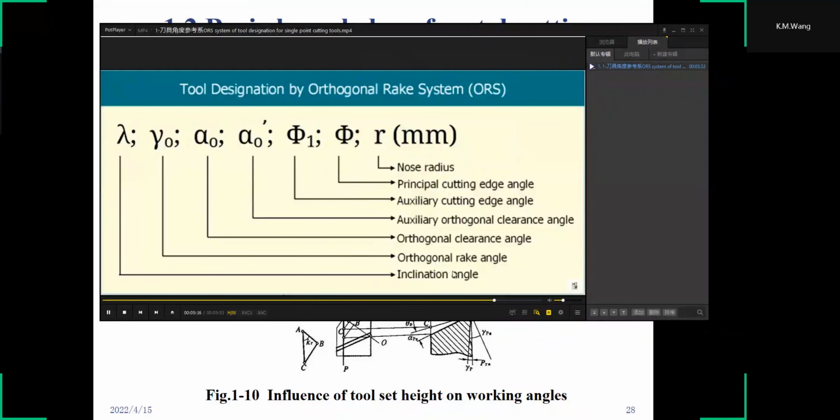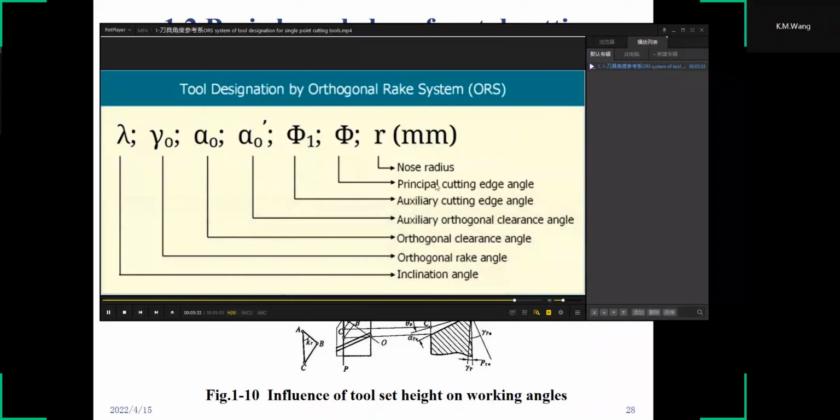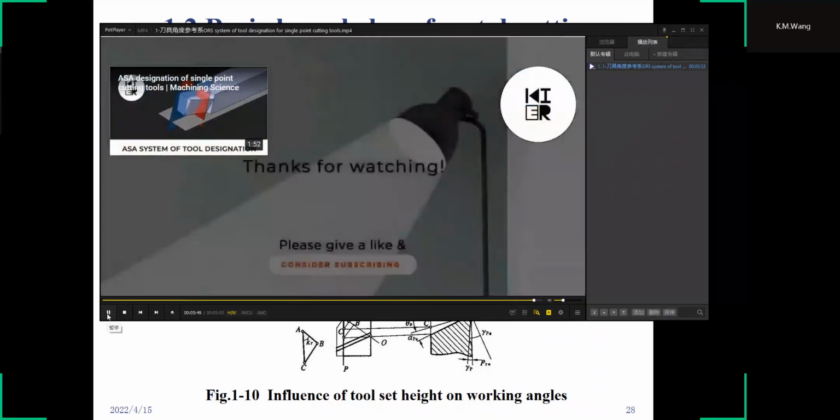Let's see the designation of each angle. So here we can see lambda is used to represent inclination angle, gamma o is used to represent orthogonal rake angle, alpha o is used to represent orthogonal clearance angle, alpha o dash is used to represent auxiliary orthogonal clearance angle, phi is used to represent principal cutting edge angle, and phi 1 is used to represent auxiliary cutting edge angle, and r is nose radius. And here we can see there is mm in the brackets, which means in our system you have to represent nose radius in mm only, but in the AIC system we represent nose radius in inches.